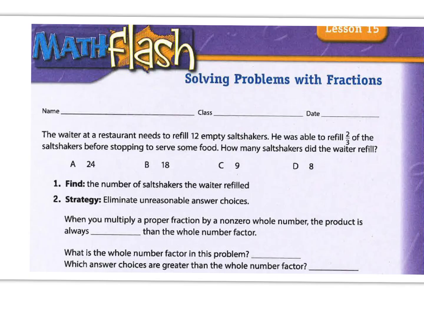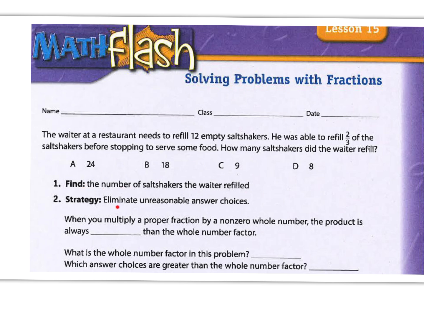Okay, so this is just a quick math flash. This is solving problems with fractions. It says the waiter at a restaurant needs to refill 12 empty salt shakers. He was able to refill 2/3 of the salt shakers before stopping to serve some food. How many salt shakers did the waiter refill? 24, 18, 9, or 8. So it says, find the number of salt shakers the waiter refilled.